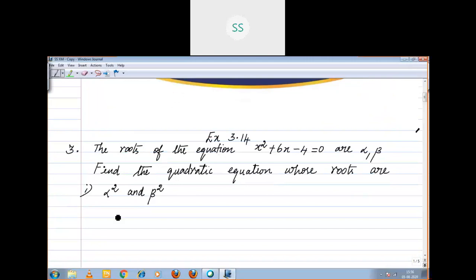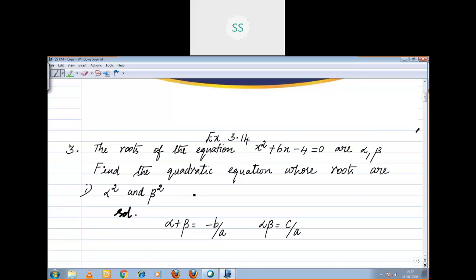Now you see, solution. Alpha plus beta equal to minus b by a. Alpha beta equal to c by a, right? First, from the given equation, you are going to find the value of alpha plus beta and alpha beta. Alpha plus beta equal to minus b by a, I said. What is b? The coefficient of x. What is a? Coefficient of x square, right?